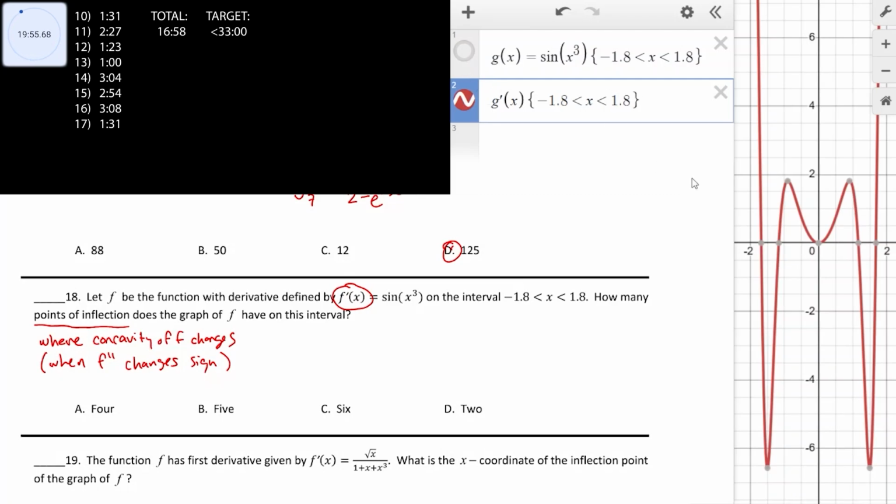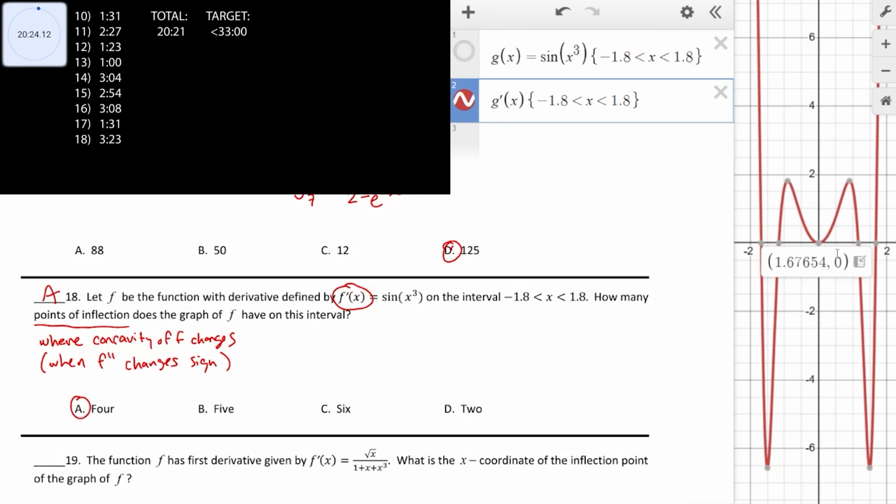We're looking for where f double prime changes sign, and that's going to be at all these x-intercepts where it changes sign. So we're not going to count (0, 0) because f double prime is not changing sign here. It's positive over here, still positive, so this does not count as a sign change. The only sign changes are going to be right here. We got 1, 2. We're just counting. We're not actually trying to figure out where the points of inflection are, just how many there are. So there's 1, 2, 3, 4. Our answer is A.